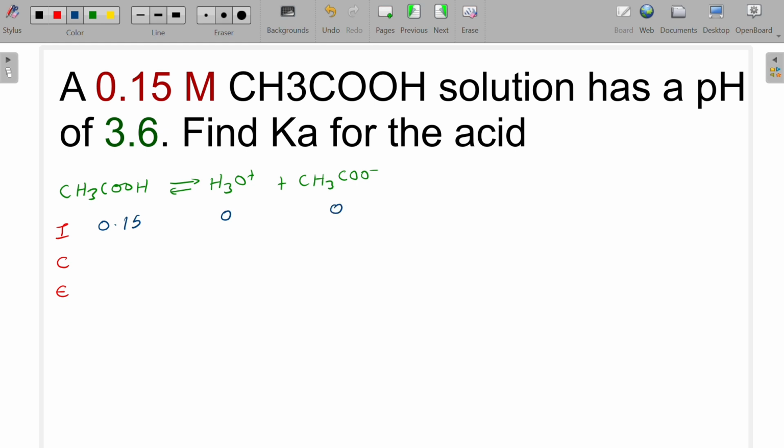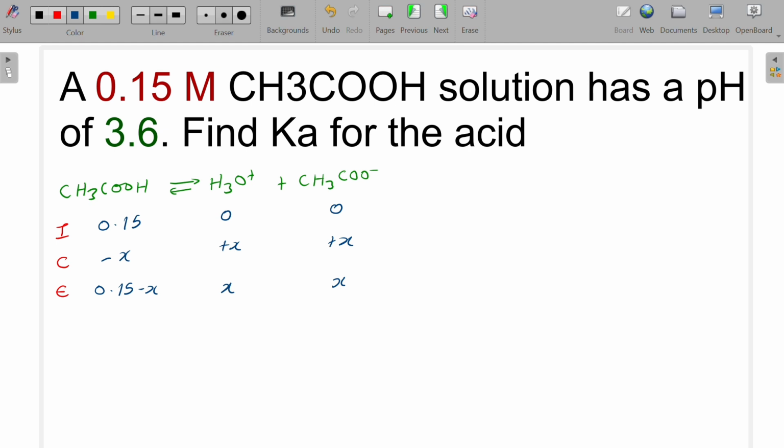Since we have nothing on the right side, the left side is going to reduce by a certain amount that we are calling x. So it will reduce by minus x. Then we'll have plus x here, and plus x there. And then on this part, we're going to have 0.15 minus x. Then we're going to have x there, and x here. So that's our ICE table.